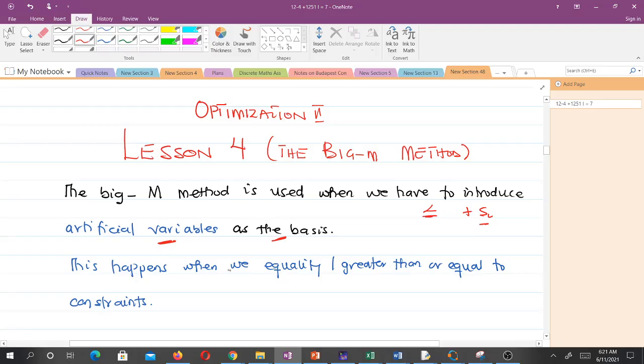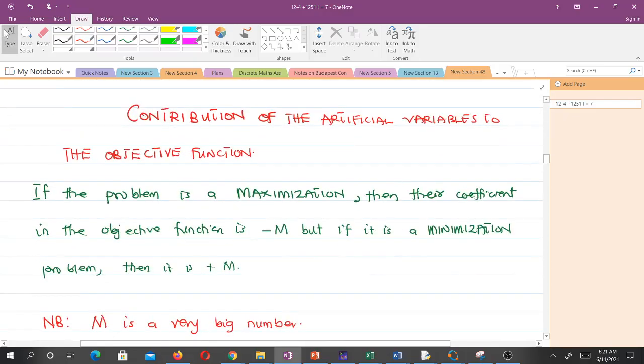It says this happens when we have equality or greater than or equal to in our constraints. So when we have this or this in our constraint, that's when we mostly employ the Big M method. So let's look at the contribution of the artificial variables to the objective function.